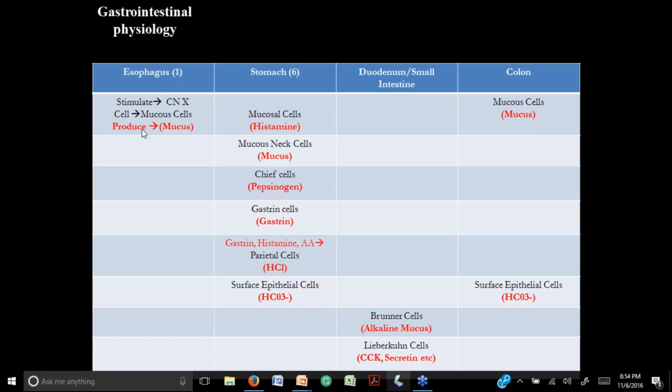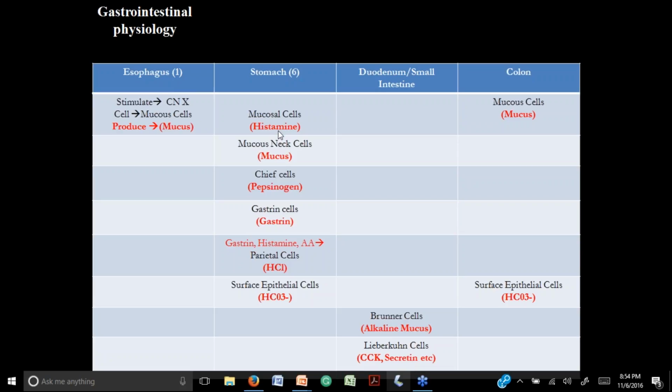I'm going to show a summary of the glands and cells of the esophagus, stomach, duodenum, and the colon. So we have here the esophagus, for example. We have cells that produce mucus. We have the stomach.